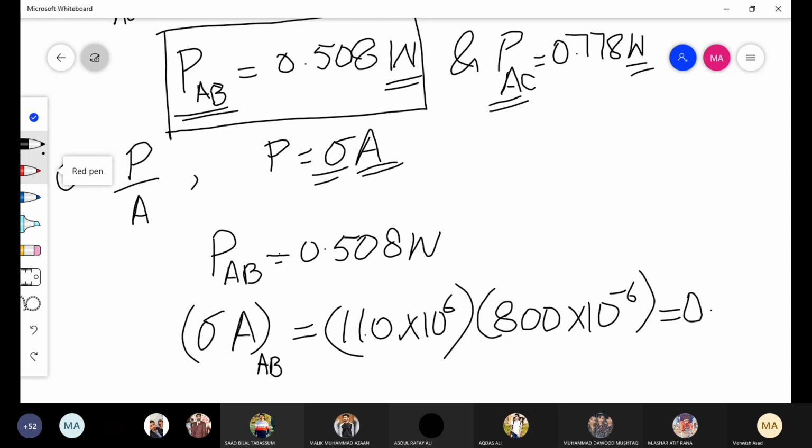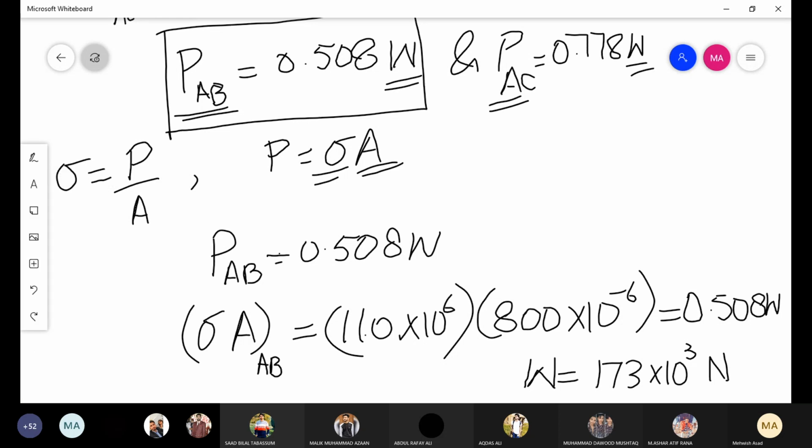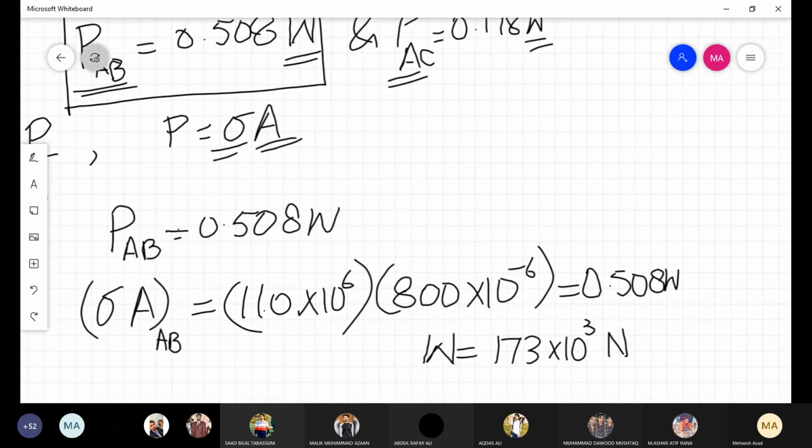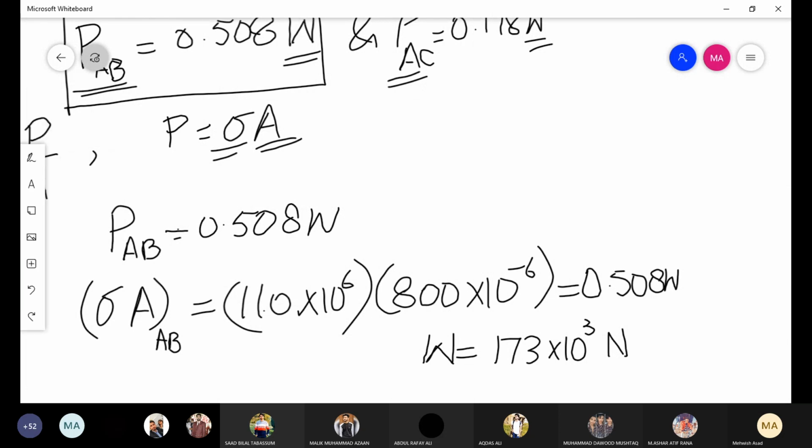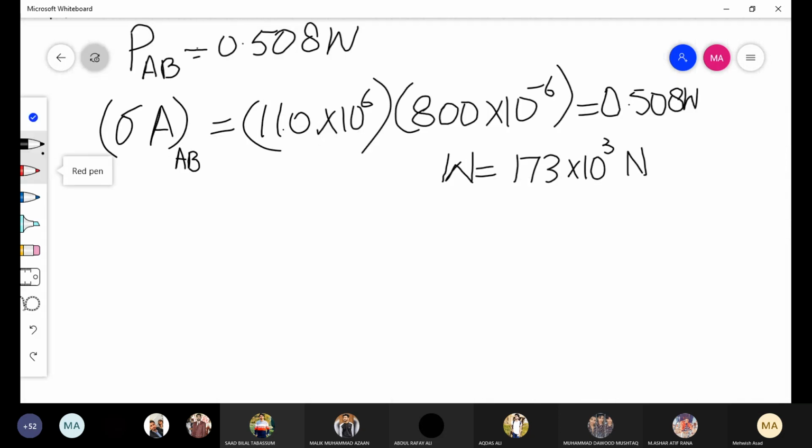Okay, and this is equal to 0.508 W. From this equation, we can find out the value of W. It comes out 173 into 10 raised to power 3 Newton. Similarly, we will solve for the second equation, that is PAC is equal to 0.778 times W.